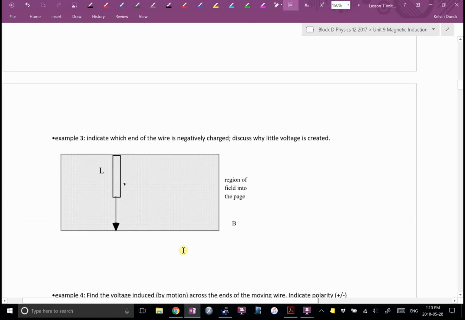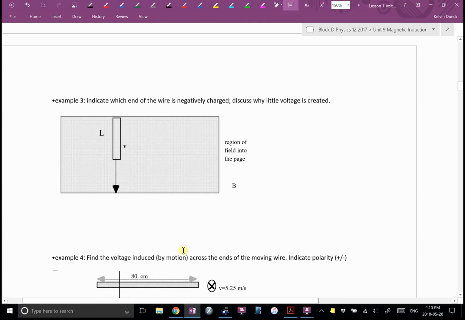Look up. It says, indicate which end of the wire, turn the page. Indicate which end of the wire is negatively charged and discuss why little voltage is created. Which way is this bar moving? Still down the page. But you'll notice instead of having the bar oriented in that direction, I've rotated it 90 degrees. Let's do the same trick.